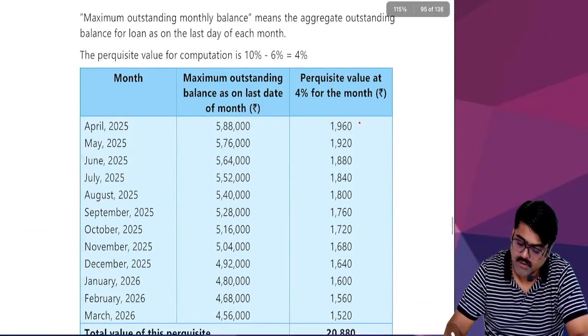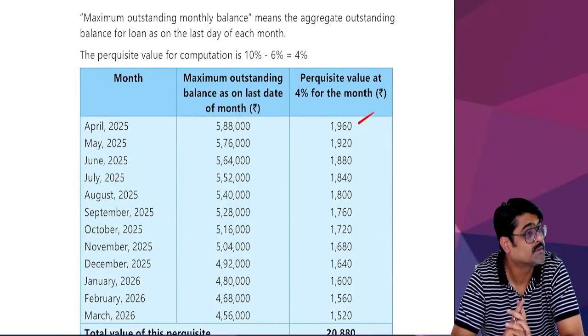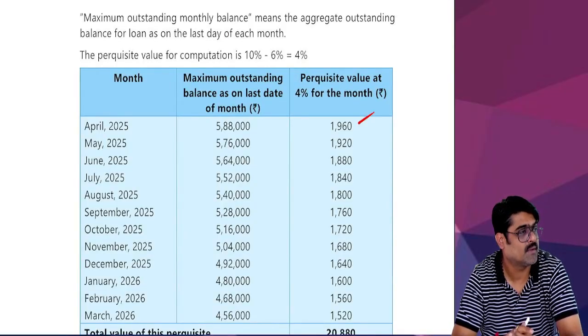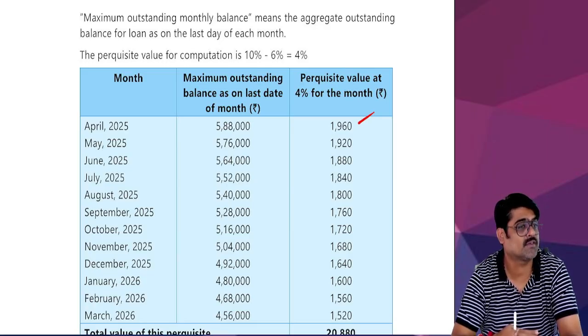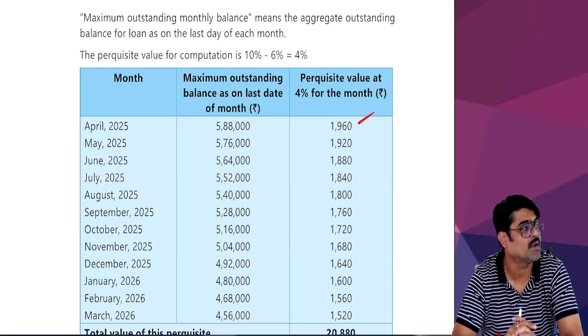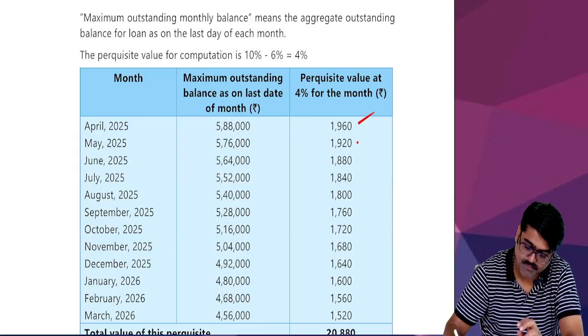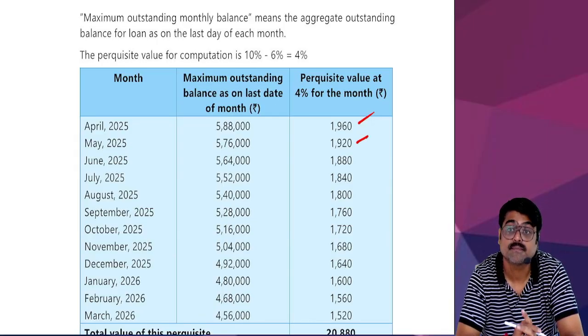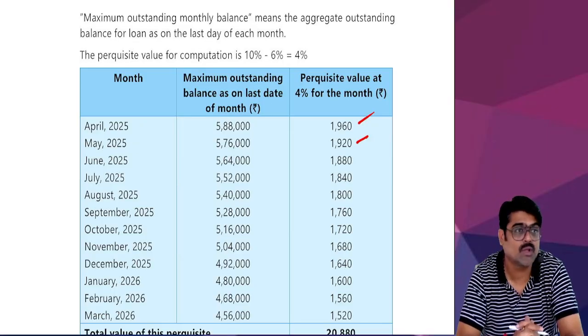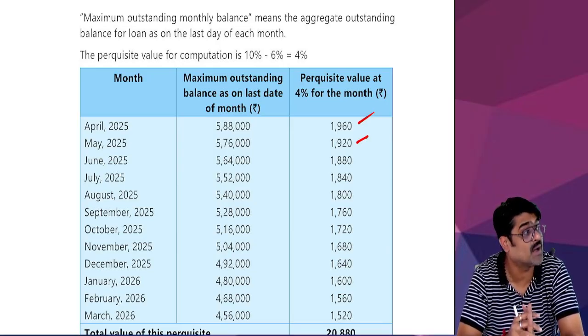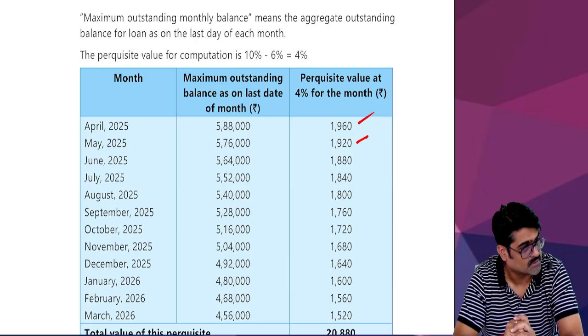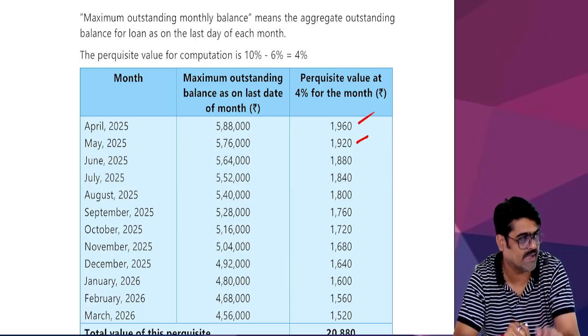1,960. Second month, 1st May, 12,000 again will be paid. So the loan outstanding as on the last day of May will be 5,76,000. On that, again 4% for 1 month into 1 by 12. Now next, 1st June, again 12,000 you will pay, so the loan outstanding will be 5,64,000. On that, again 4% interest benefit for June, 1 month. Sorry, April, May and June. My mistake.